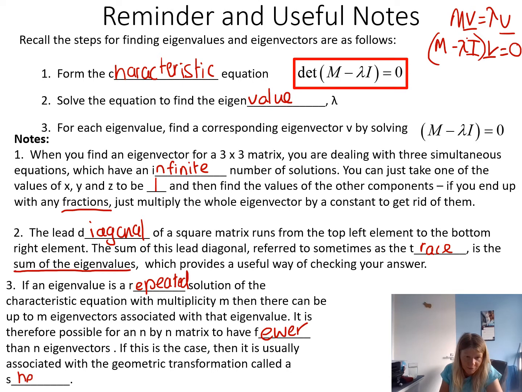So if it's got repeated roots and you can only find one solution to the repeated lambda, then it might be a shear. Do you know what a shear is? It's like when you get a square and then it gets shifted along. It looks more like part of it's shifted, but part of it's not. I'm doing bad diagrams. Well, it's a shear. Look it up.